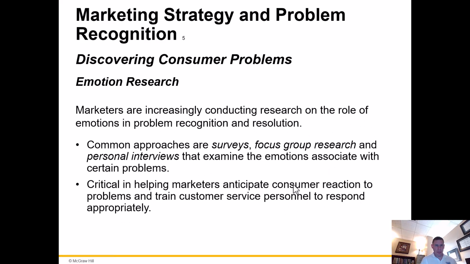And now let's talk about emotion research. So marketers are increasingly conducting research on the role of emotions in problem recognition and resolution. Common approaches are surveys, focus group research, and personal interviews that examine the emotions associated with certain problems. Now, these are critical in helping marketers anticipate consumer reaction to problems and train customer service personnel to respond appropriately.